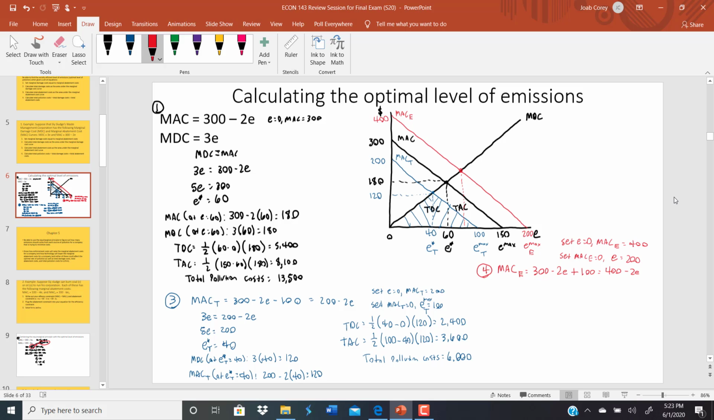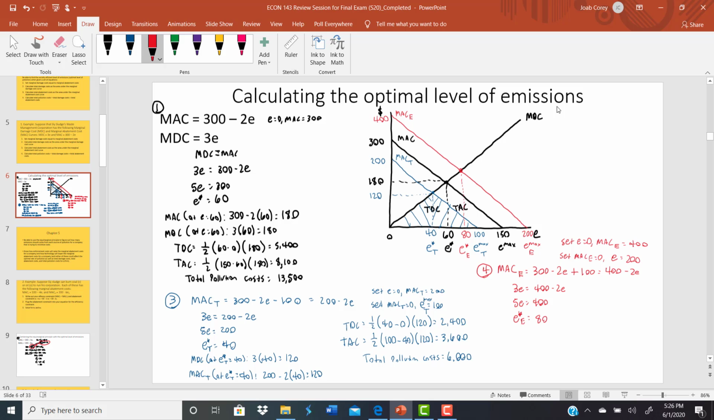All right, so we've got a new equilibrium that we need to now calculate, which means that we need a new optimal number of emissions, E star sub E, if you will. In order to do that, same process, we set our MDC equal to our MAC sub E curve, which gives us 3E equal to 400 minus 2E. You can add that negative 2E over to the left side, so we get 5E is equal to 400. So we know that our E star sub E is going to be equal to 400 divided by 5, which is 80.